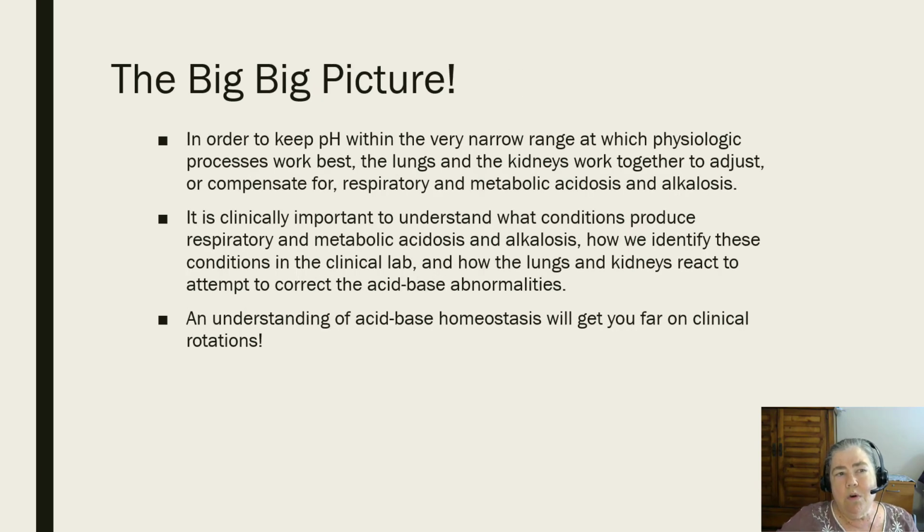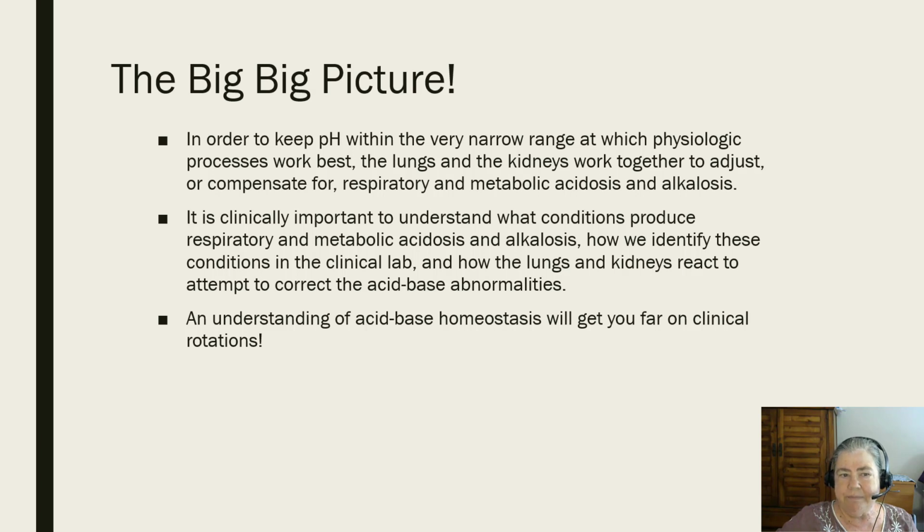So, in order to keep pH within this very narrow range around 7.4, at which all of the chemistry that's going on in your cells works, the lungs and the kidneys work together to try to adjust and return pH back to normal. And this is called compensation, and it occurs in respiratory acidosis and alkalosis and in metabolic acidosis and alkalosis.